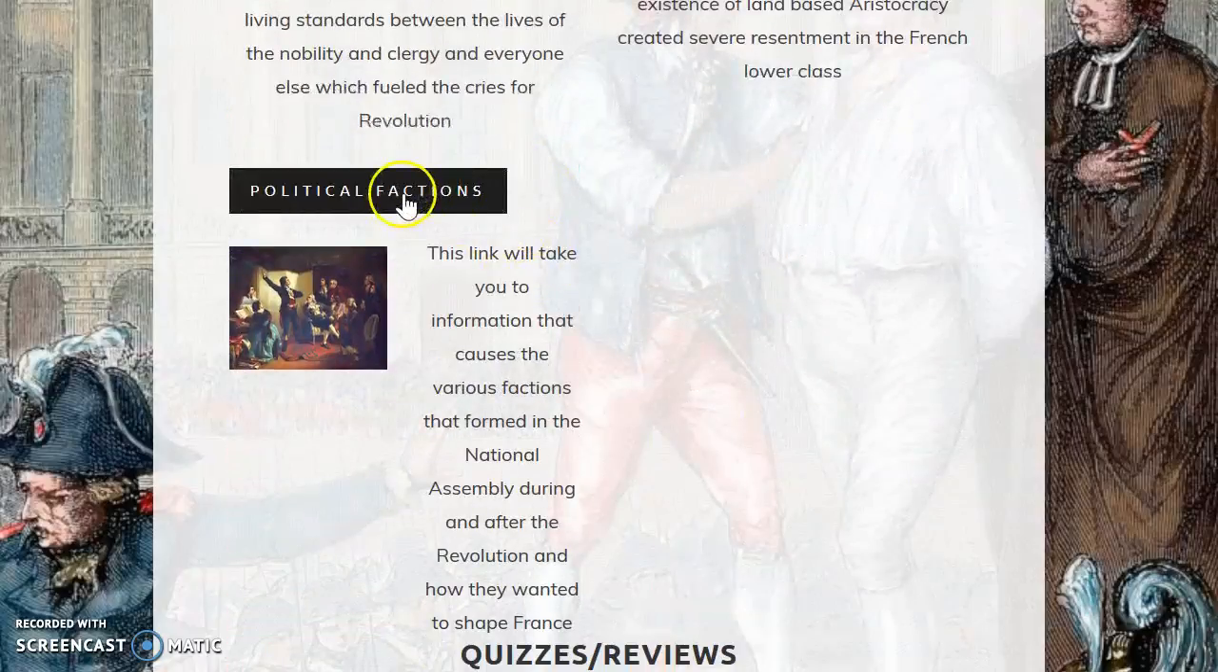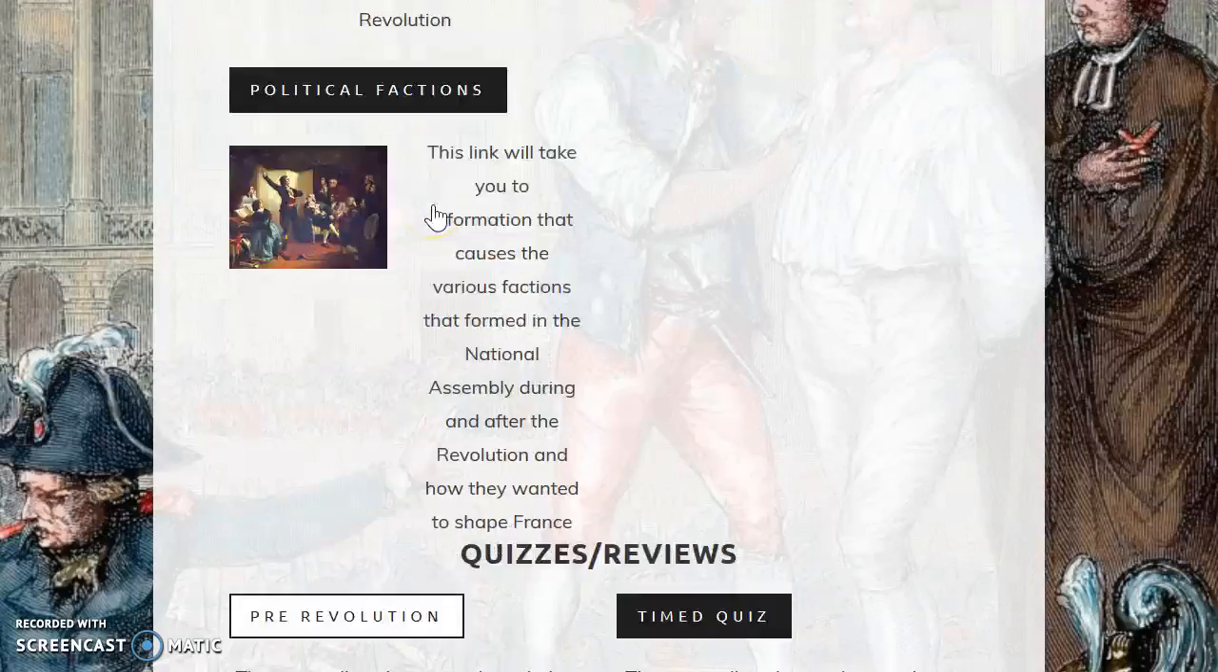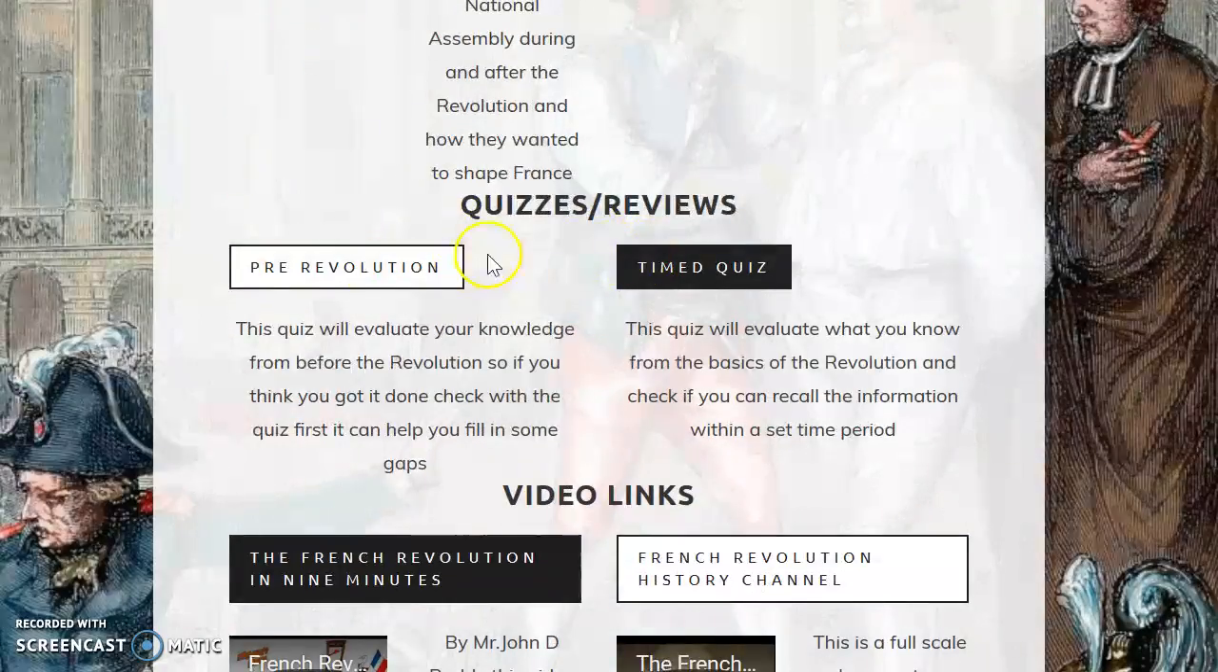Here's the political factions link again. This will take you to one of the other websites for political factions. And here are 2 little short quizzes. You won't be graded on these. These are merely there to help you get ready for tests. So if you don't do well on these, you have an idea of what to study for your test.